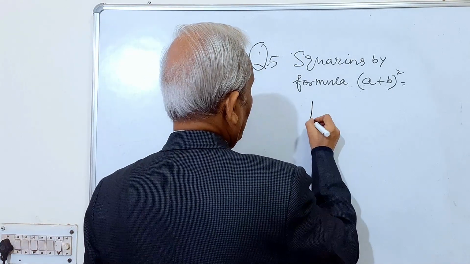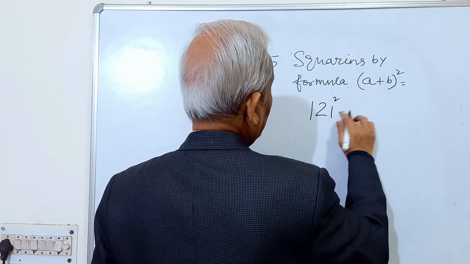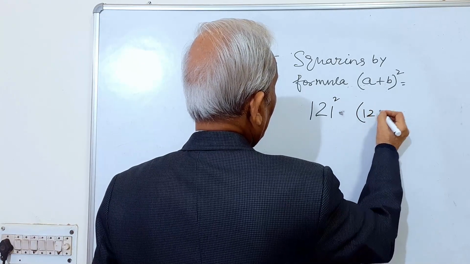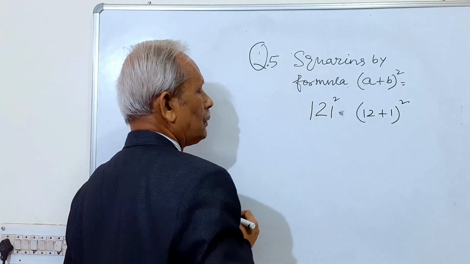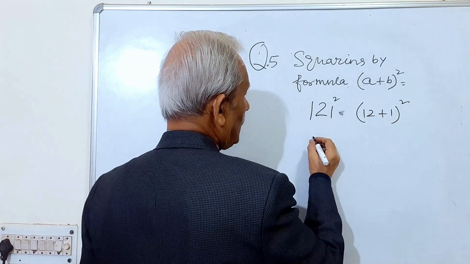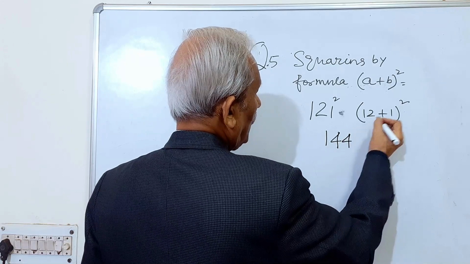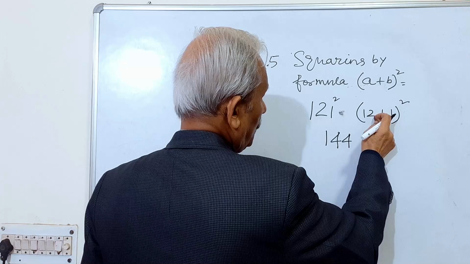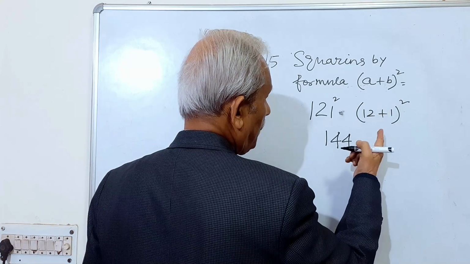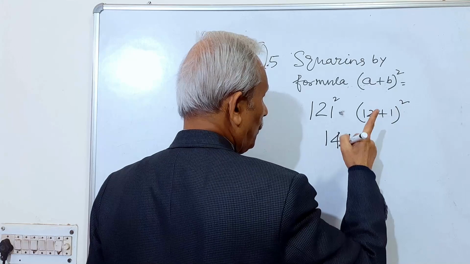121 square. That means what? We will write it as 12 plus 1 whole square. 12 is A and B is 1. So 12 square is 144. Then 2 into 12 into 1 is 24. There is a 0 after 12, so we'll shift it by one digit. 2 into 12, 24 into 1, 24.